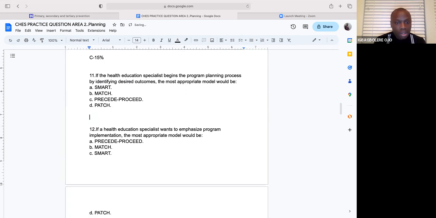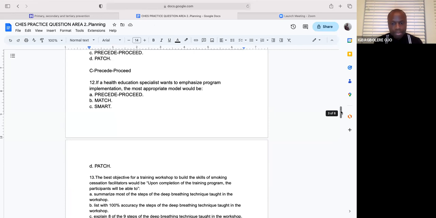So the right answer here should be C, option C, the Precede and the Proceed. Sorry, I'm not typing in capital letters. Bear with me. The Precede and Proceed. Okay. Question number 12. If a health education specialist wants to emphasize program implementation, the most appropriate model would be what? The same options, okay? So it is really important for us to understand what these models are. They are not necessarily changing the options. It's a bunch of options, and you have to decide which of those models is the most appropriate.